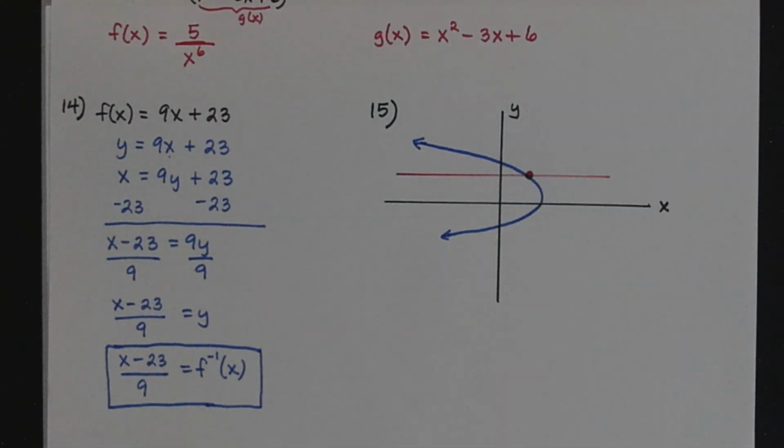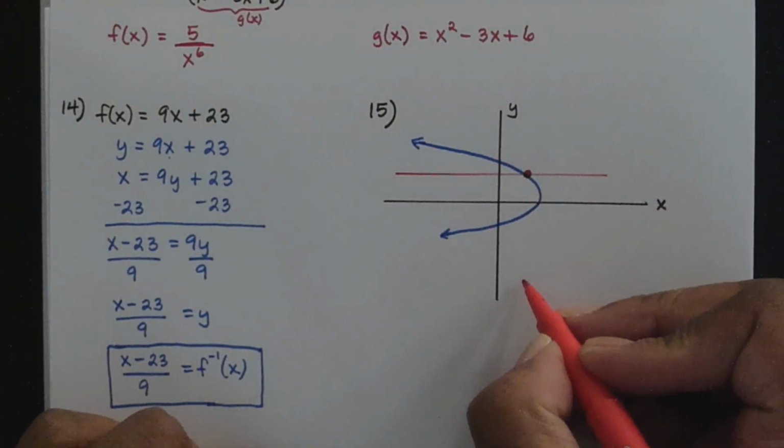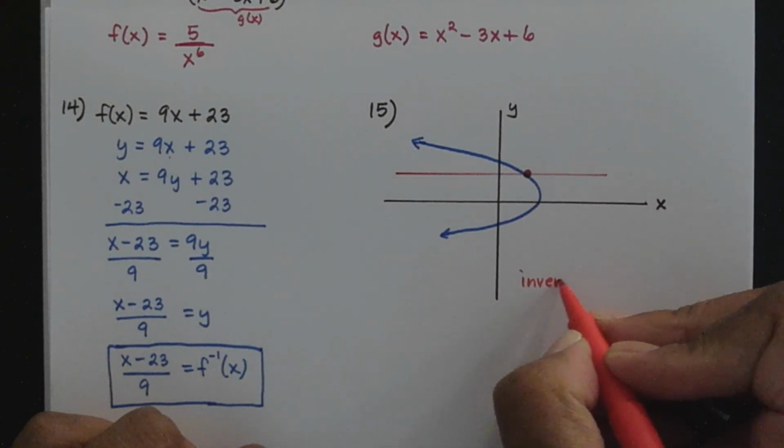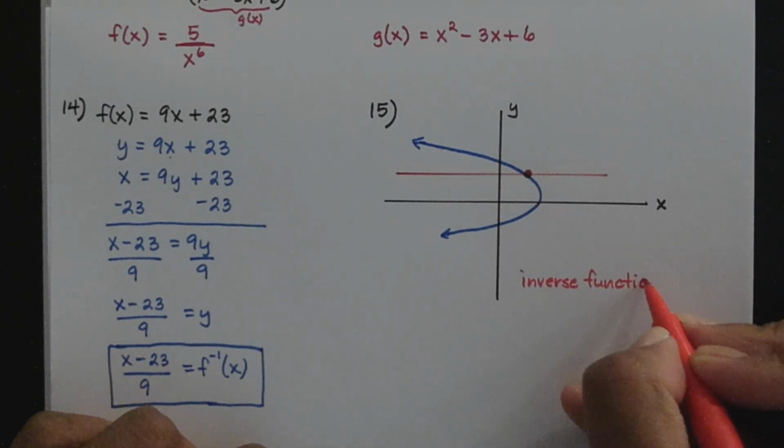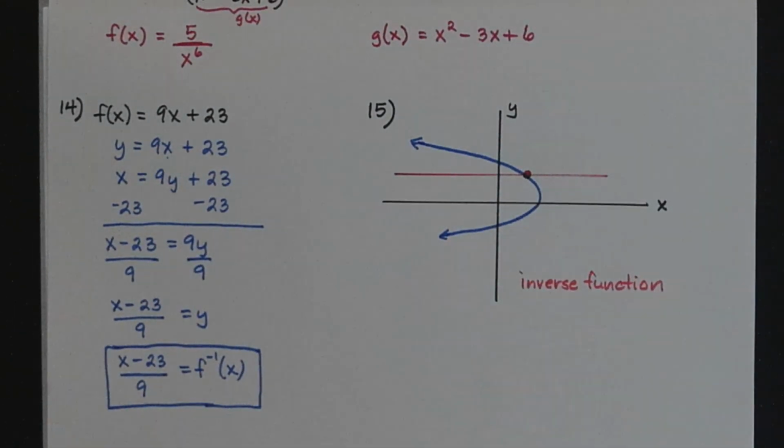Because that horizontal line only crosses the graph at one place. If it crosses the graph at more than one place, then it would not have an inverse function. But since it only crosses the graph at one place, there is an inverse function for it. And don't draw a vertical line when it says to use a horizontal line test. I see students do that all the time.